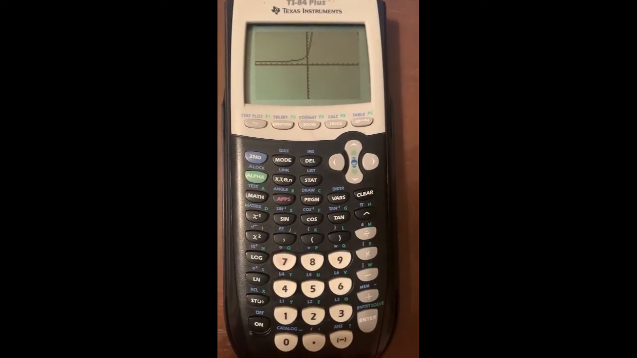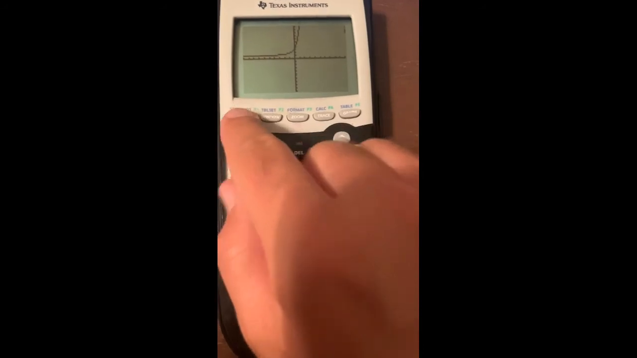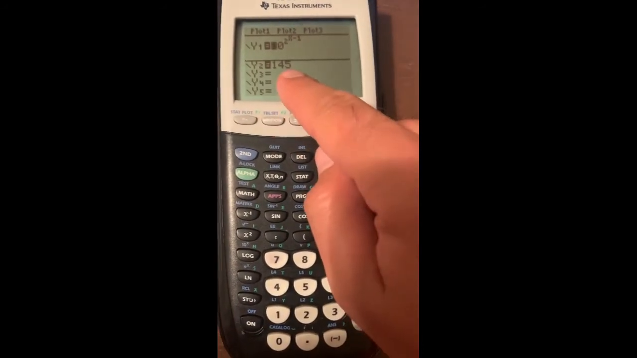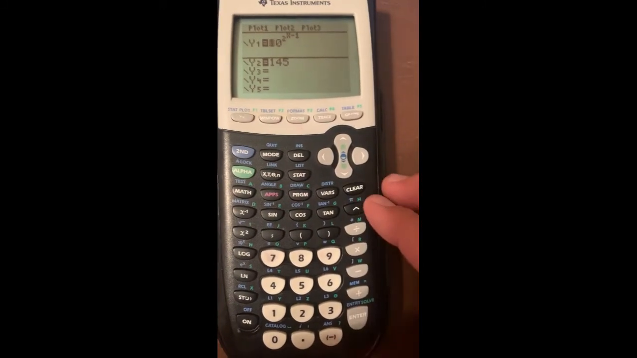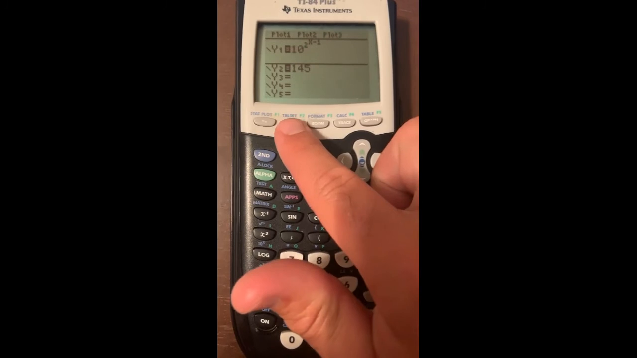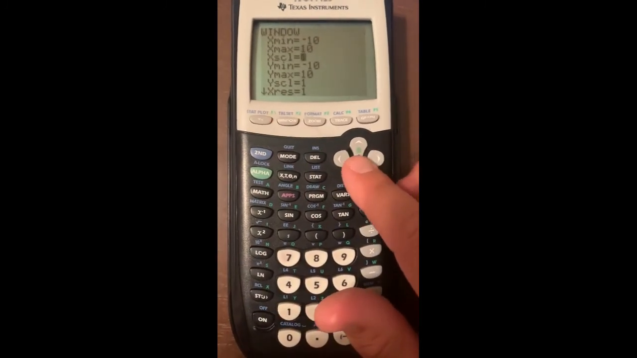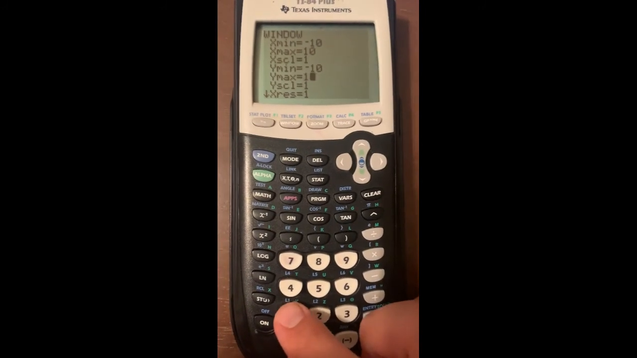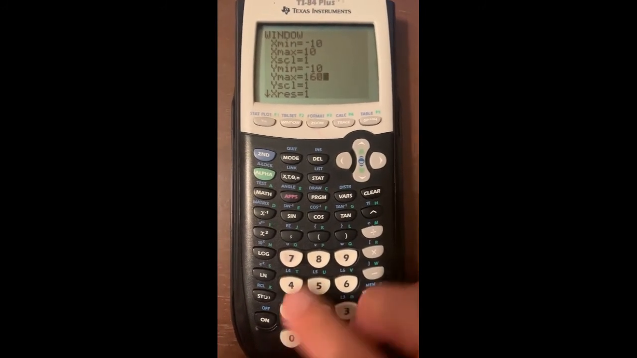But again, as we talked about, our y2 is 145. So that's just a horizontal line at 145 units up. So if we look at our window, you got to go to your window here. We need our y max to be at least 145. So I'll make this one, we'll say 160.